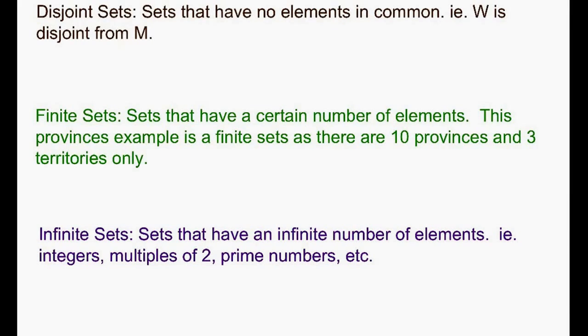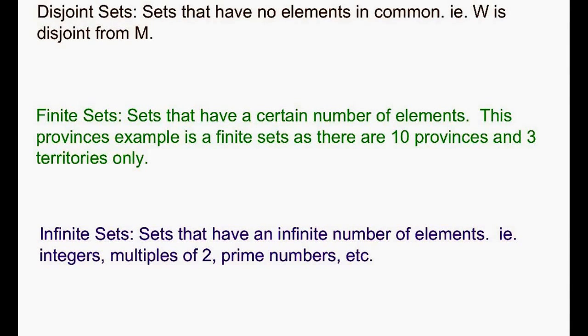Okay, a couple more definitions that we'll go through quickly. Disjoint. A disjoint set is when we have two sets that have no elements in common. For example, we'd have our western provinces and our maritime provinces. None of them have provinces in common, so we'd say those are disjoint. There's no notation for disjoint. We just would say West is disjoint from M.